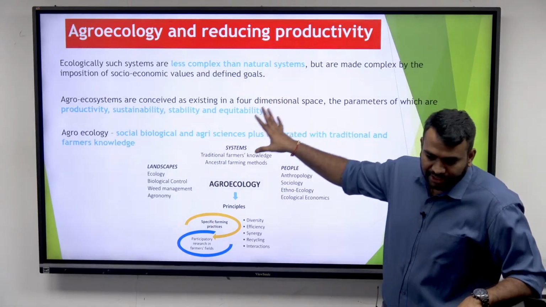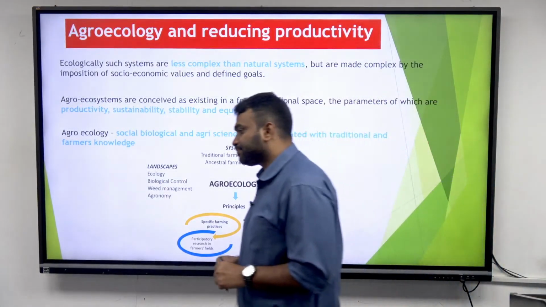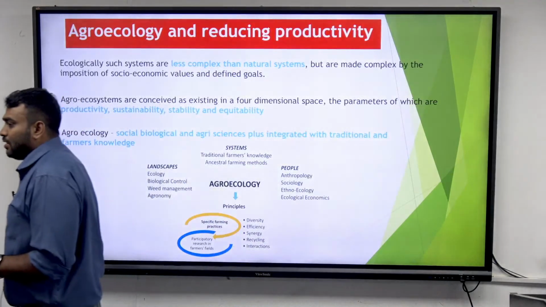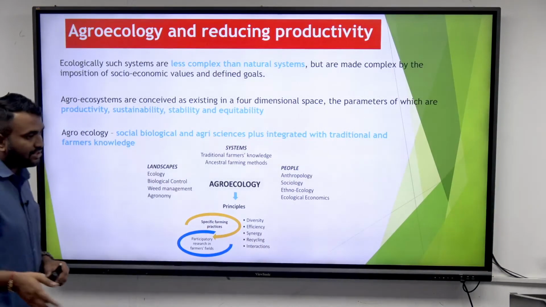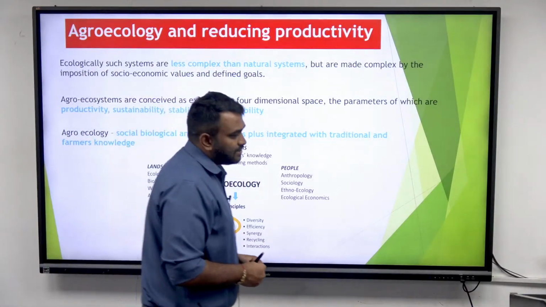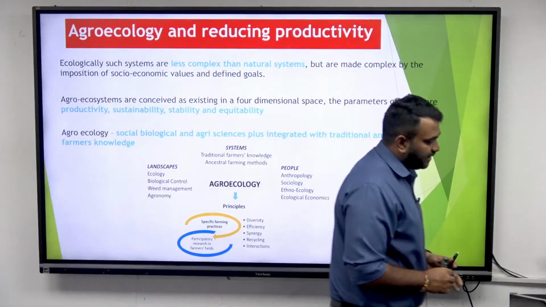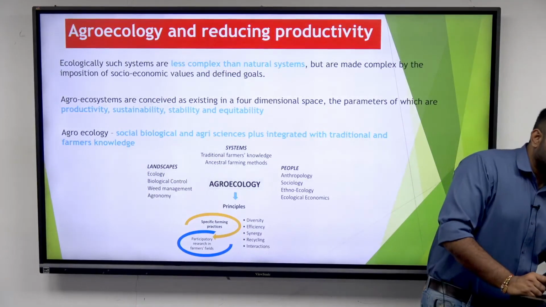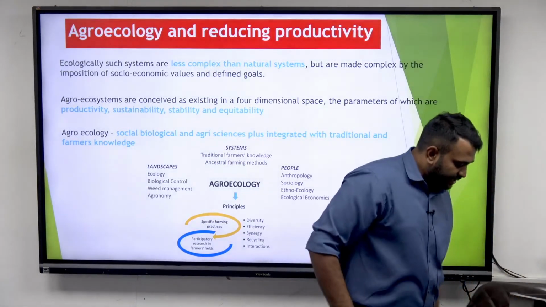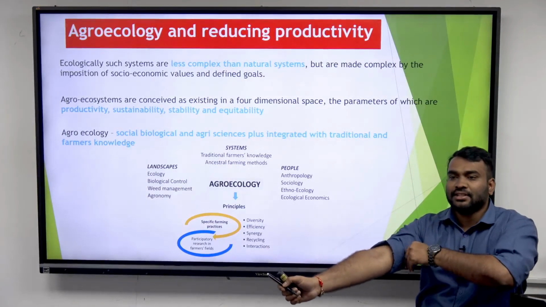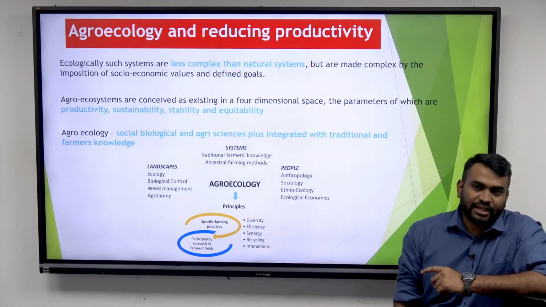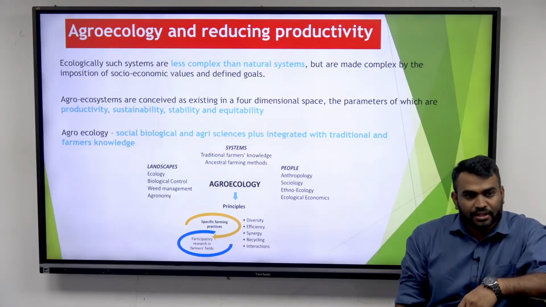So here, if the question is like this: what is agroecology? What are the threats facing this agroecology? Why is there a reduction in the productivity of agroecology, suggest the solutions. If that is the case, then what you can do is first give this definition. After that, you give these principles in brief. After that, you explain the threats. While you are explaining these threats, make it a point that you are categorizing them.